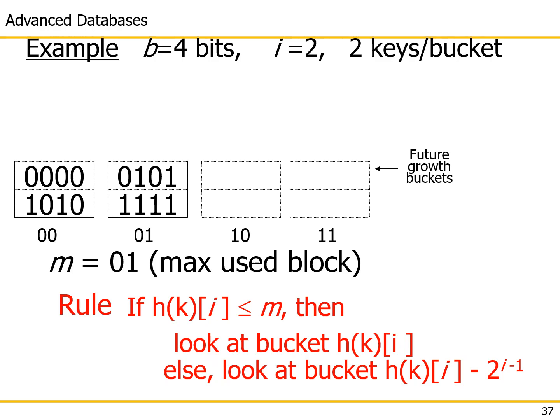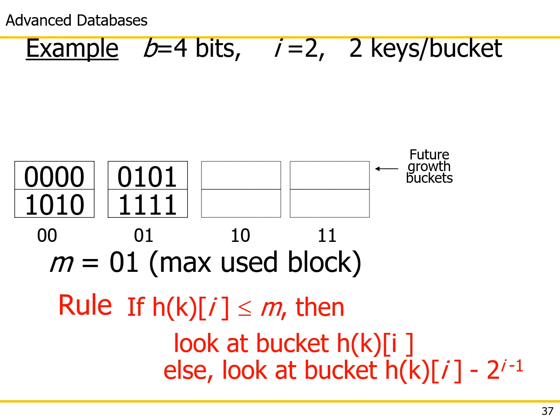So this is going for a bucket that I don't have, or a page that I don't have. Like for example, when I was inserting 1010 or when I was inserting 1111. If you look at the case for inserting 1010 as an example, h of k sub I is 10. Is it less than or equal to m? No, because 10 is bigger than 01, even in decimal and as well in binary.